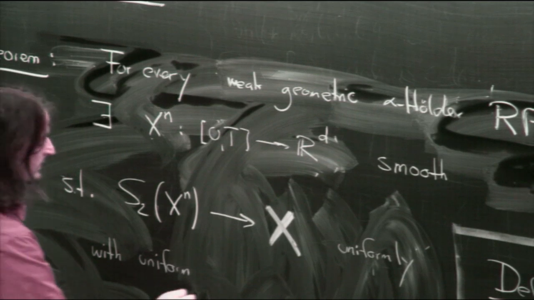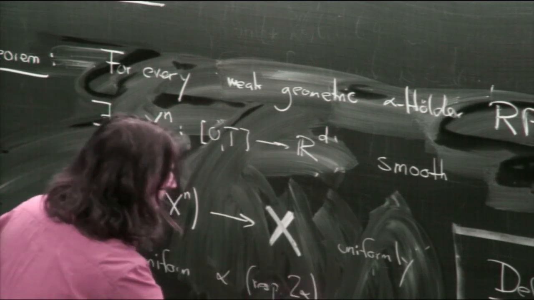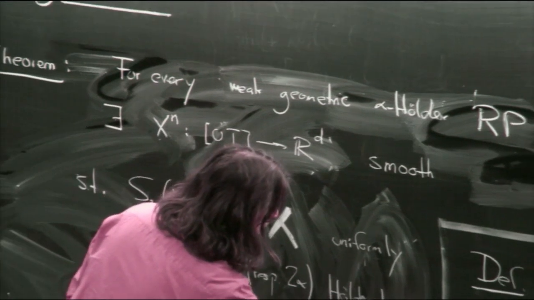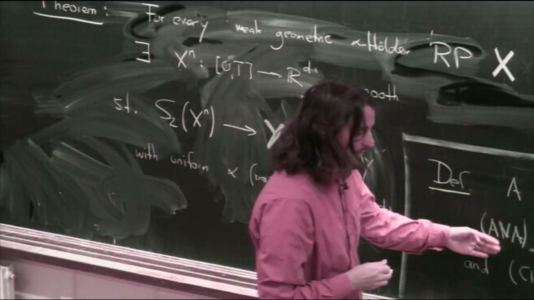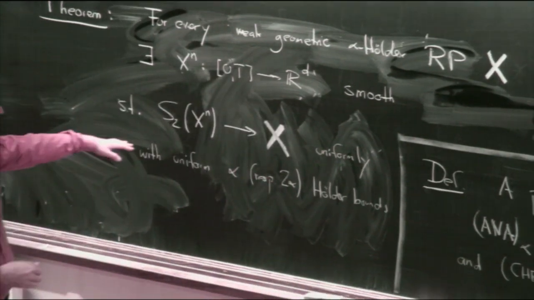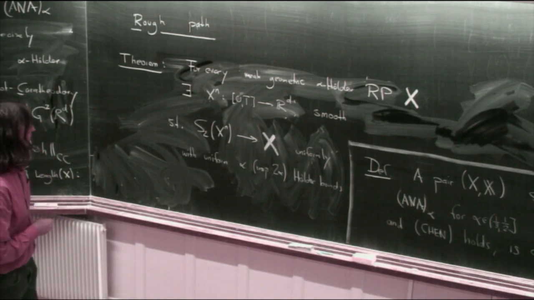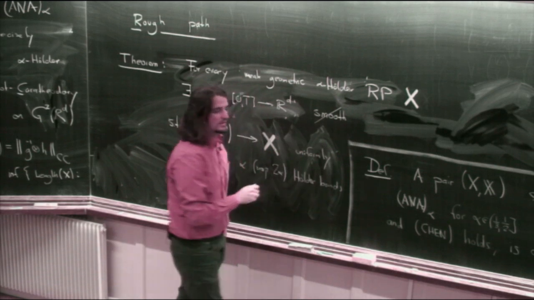With uniform alpha, respectively, 2 alpha Hölder bounds. So in other words, the estimates that are imposed in this analytic condition here, I want them to hold uniformly for these approximations. Okay. The proof, I mean, again, let's not worry too much about the smoothness here.